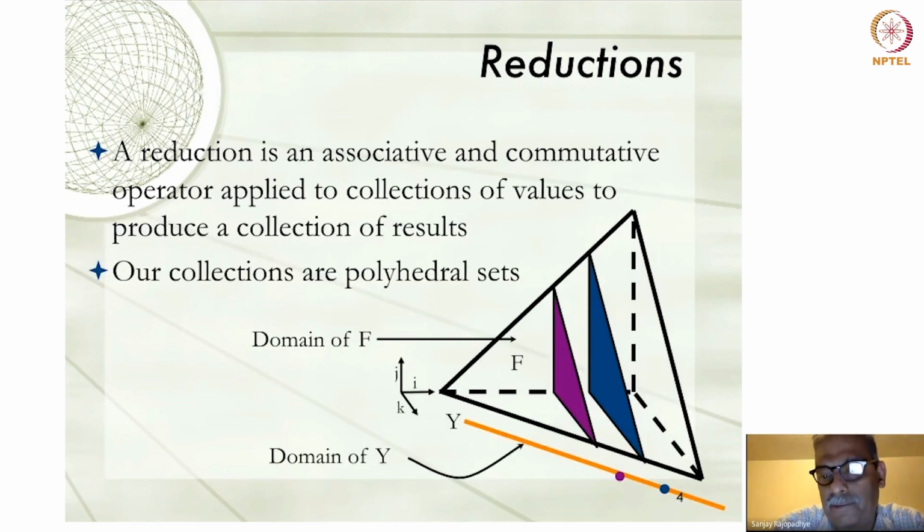Here is an example. Our collections are all polyhedral sets. Here is some variable f that is defined over this pyramid, a tetrahedron. And there is an answer y that is produced, and it happens to be one-dimensional. Are you seeing the pictures? Are you able to distinguish that one triangle is purple and the other is blue? I apologize because I was told much later that sometimes if someone is colorblind, that distinction is not very clear. So if that happens, I'm sorry about that. What I am doing is combining all the values of f in this triangular slice, by some operator like max or addition, to produce a single answer.